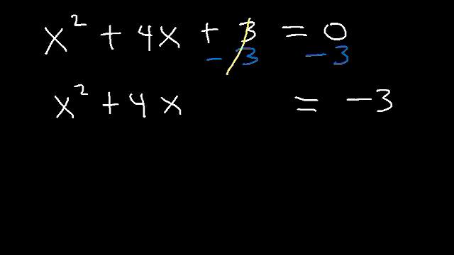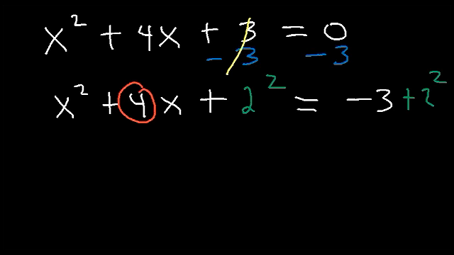Now, what we need to do is add a number to both sides, such that we're going to get a perfect square trinomial on the left side. So take half of this number and square it. Half of 4 is 2, so we're going to add 2 squared to both sides.